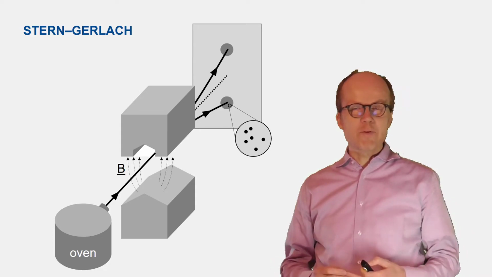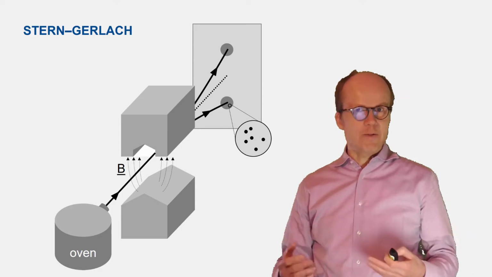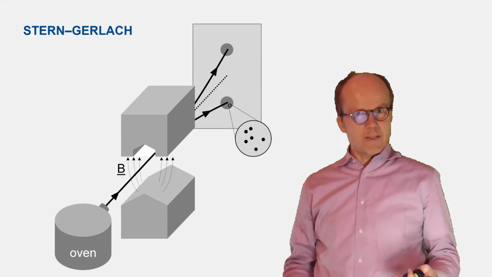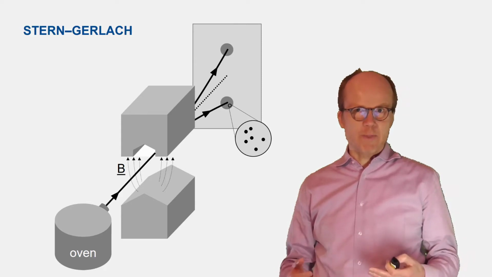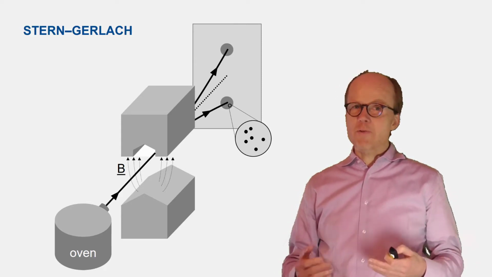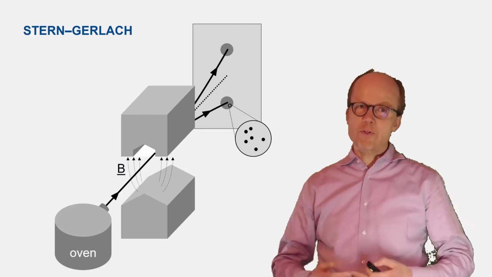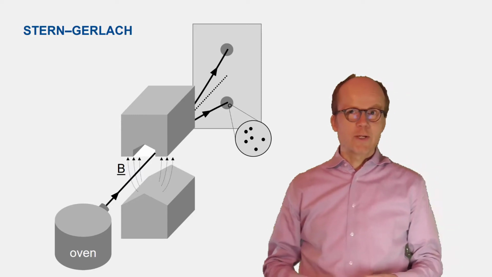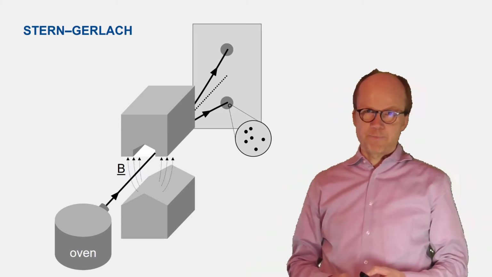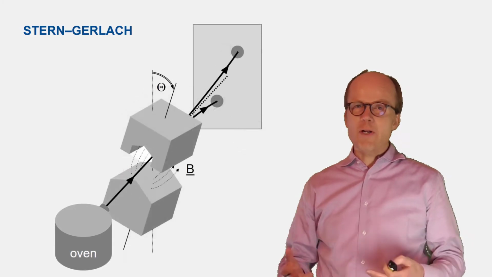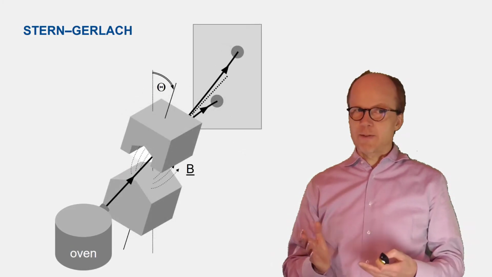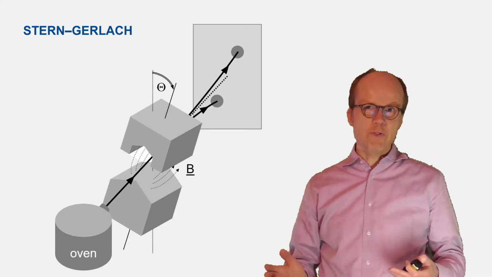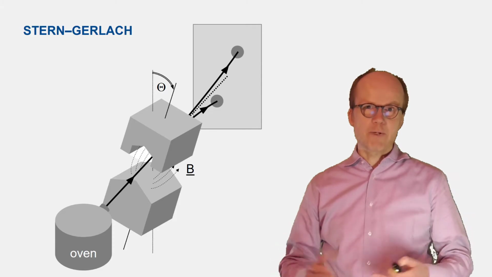I'm not going to explain to you how this arises. It has to do with the quantization of the magnetic moment. Suffice it to say that this is an experiment on a quantum system which gives only one of two possible results. A measurement of this kind is also called a binary measurement. The Stern-Gerlach apparatus can be rotated by an arbitrary angle theta, and no matter by which angle you rotate it, it remains a binary experiment.